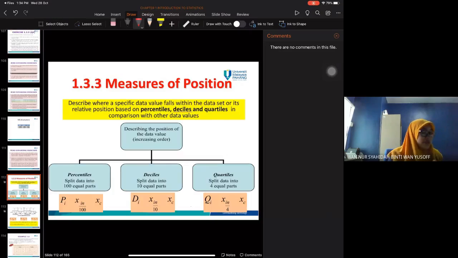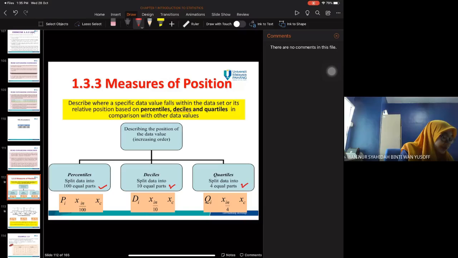So we have the last measure, the measure of position. We have percentile, decile, and quantile. Because it is about position, automatically you have to audit the data first. Don't forget to audit the data, because it is the position of data. Percentile means that we split the data into 100 equal parts. Decile splits the data into 10 equal parts, and quantile splits the data into 4 equal parts.